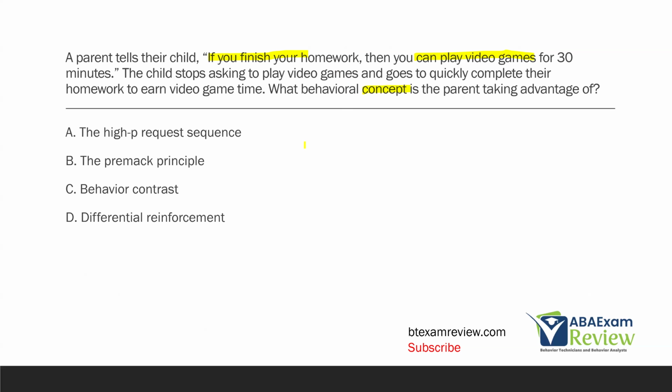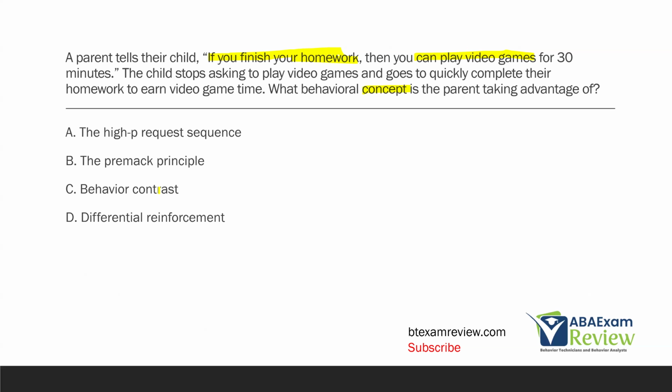What is that related to? A, the high P request sequence. With a high P request sequence, we're building behavior momentum by asking a lot of high probability responses first, and then following with the low probability response. It's not what's occurring here. The low probability response, finishing homework, has to come first, and then they earn video game time.